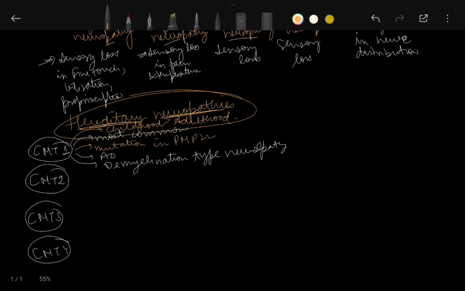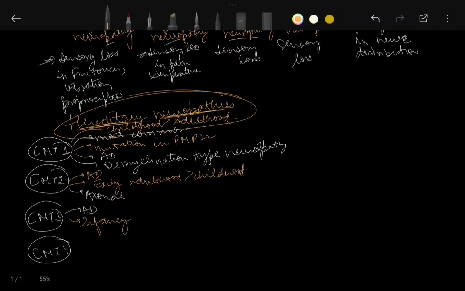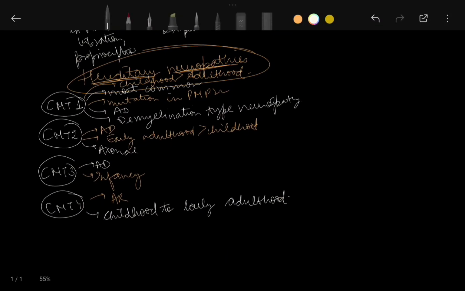Now CMT2, it is mainly axonal. It is again autosomal dominant, seen in early adulthood more than childhood. CMT3 is again autosomal dominant, and it is seen in infancy. Whereas CMT4 is autosomal recessive, and it is seen in a range from childhood to early adulthood. Okay, CMT1, CMT2, and CMT3 are autosomal dominant, and CMT4 is autosomal recessive. CMT1 is seen mainly in childhood, CMT2 in early adulthood, CMT3 in infancy, and CMT4 in a range from childhood to early adulthood.